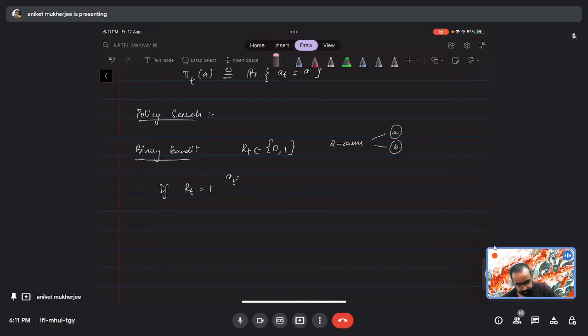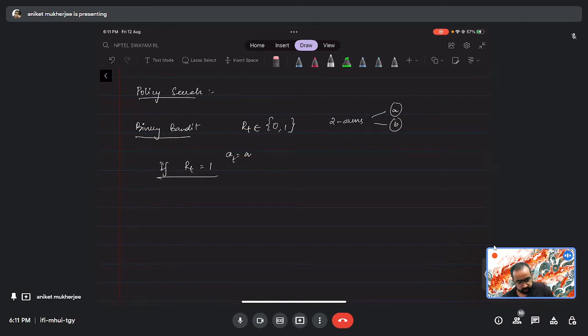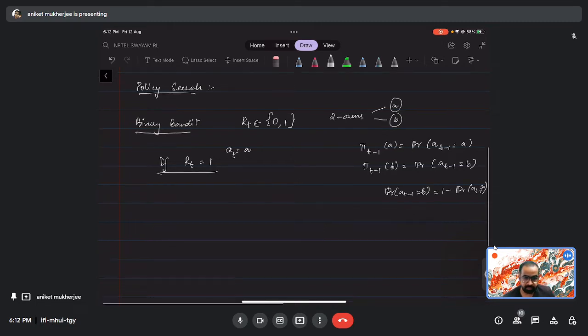Okay, so suppose I pick arm A at time instant t and I get a reward r_t. So I have a policy pi_{t-1}. It says with what probability I'll pick A, and pi_{t-1} of B says with what probability I'll pick B, because at each time instant you need to pick any one of the arms. I think it's very clear that the probability of a_{t-1} equal to B is equal to 1 minus the probability of a_{t-1} equal to A. So either you pick arm A or you pick arm B, since you have two arms.